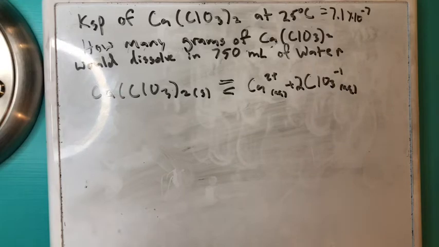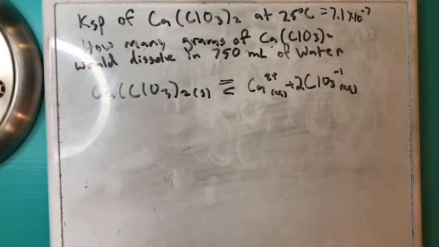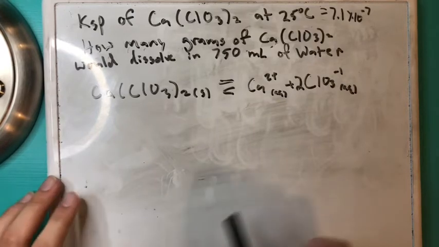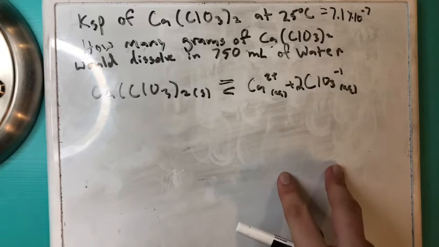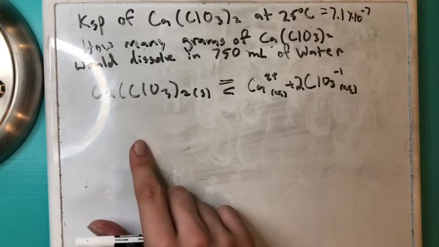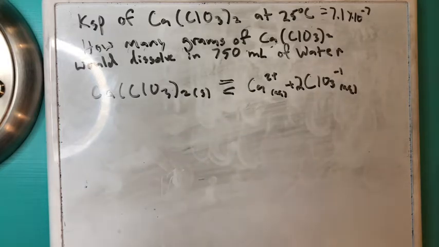Okay, so this is very similar to the last two we did, but it kind of adds this part of how much would dissolve in a certain amount of water. So what we're going to do is we're going to actually find the concentration of the products, and from there find how much calcium chlorate dissociated, and from there we can find how many dissolved in the water.